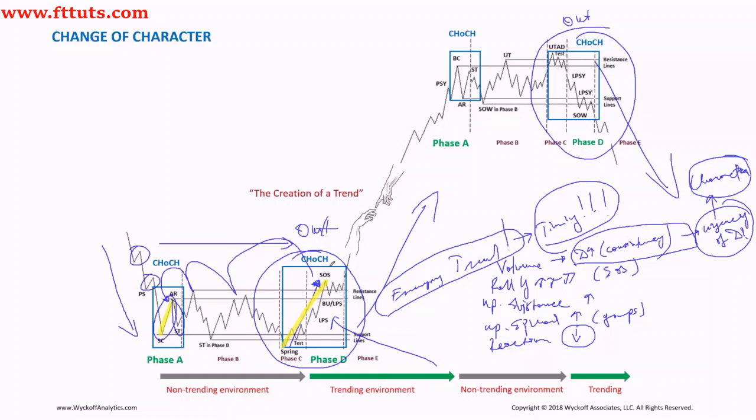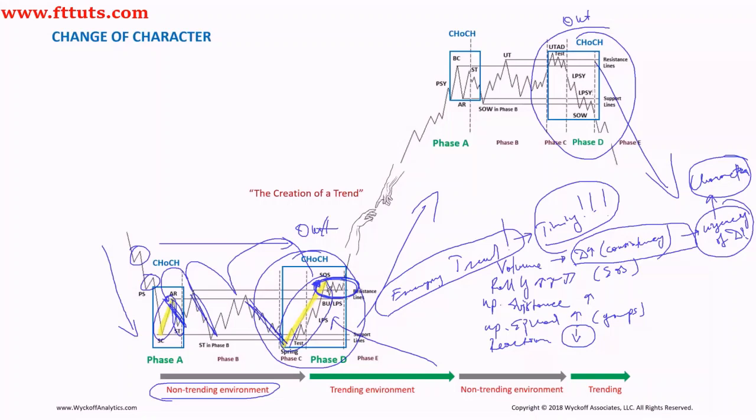In the change of character in phases C and D, we want, again, the same thing. We want to look at the rally and say that this is the better rally of them all in the non-trending environment that we are currently in. And then as a confirmation, we want to look at the backing up action, and we're going to say that for the first time, this is a reaction that is so different than what we've seen before in the trading range. On this schematic, it looks even different. It's more horizontal than vertical, right? Than the reaction that goes down to the support.